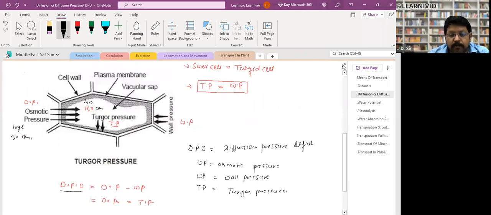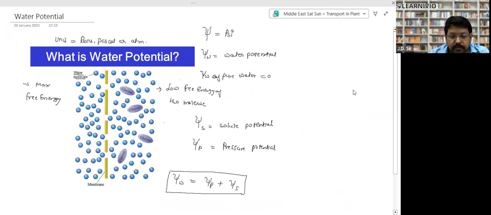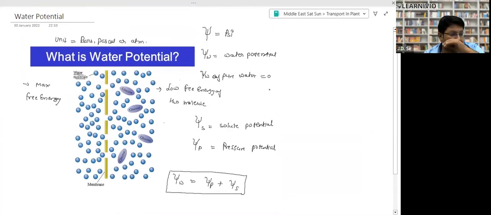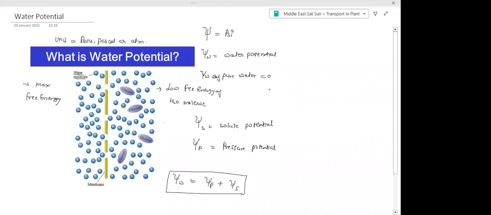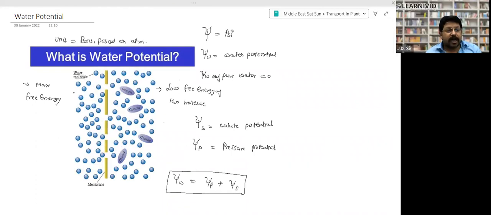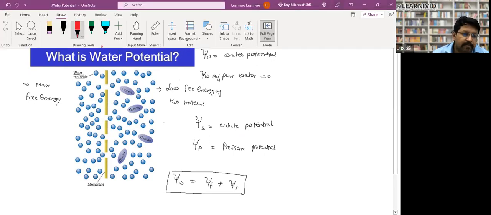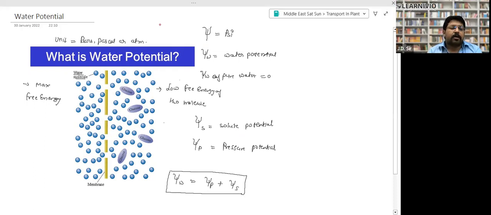Now, the next one is the water potential. What is the water potential? This is also very important. What is the water potential? The unit to measure the water potential can be bar, Pascal, or atmospheric pressure, ATM, so that I have written over here, right? Water potential is represented by a term called psi.